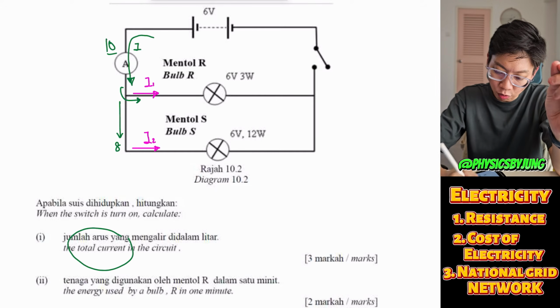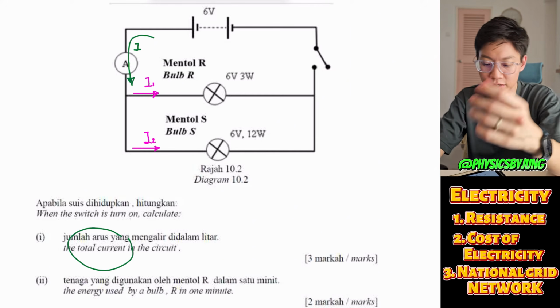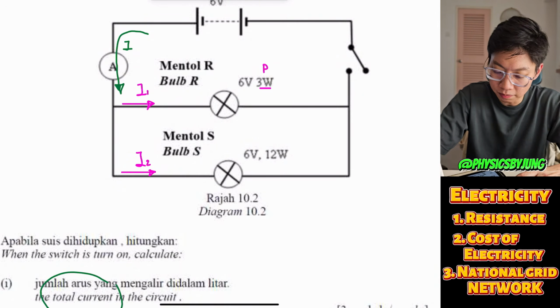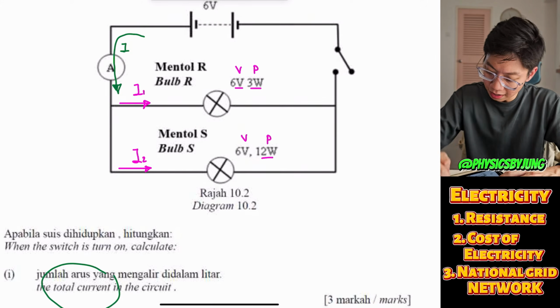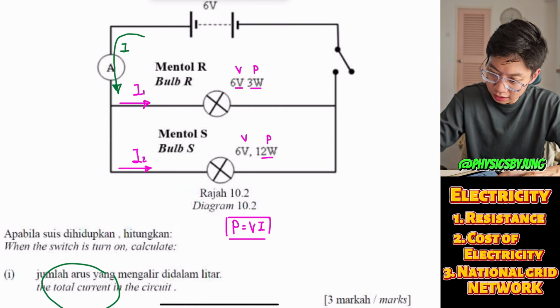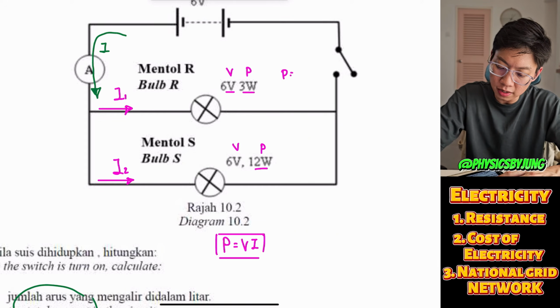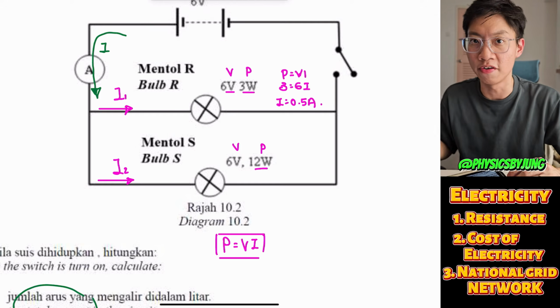Okay, so now let's calculate my I1 value and I2 value. How can we do this? I realize that this is power and this is V. This is power and this is V. I can use P equals to VI to calculate this. So P equals to VI. My power is 3, my voltage is 6, so my I is actually 0.5 ampere.